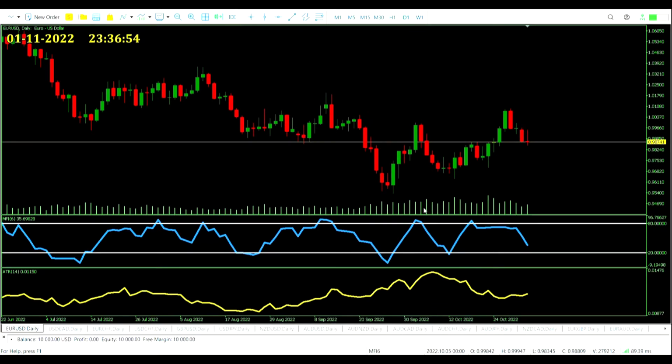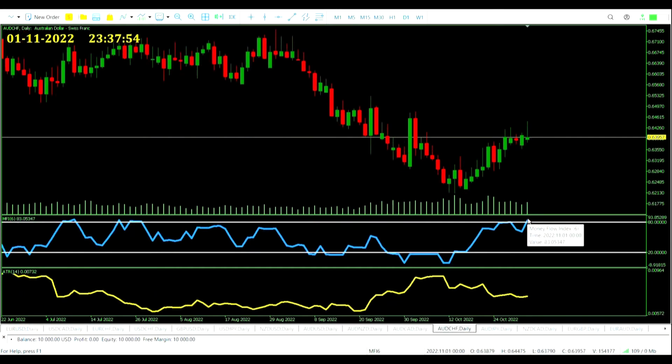Here we are back on the charts 1 day later. Just over 20 minutes until the close of our candles. All we're doing, same again, just going to look through the 28 currency pairs that we're trading. Have a look for that MFI in the overbought or oversold territory and go from there. The Australian dollar, Swiss franc pair, it is going to close just inside the overbought territory of the MFI.